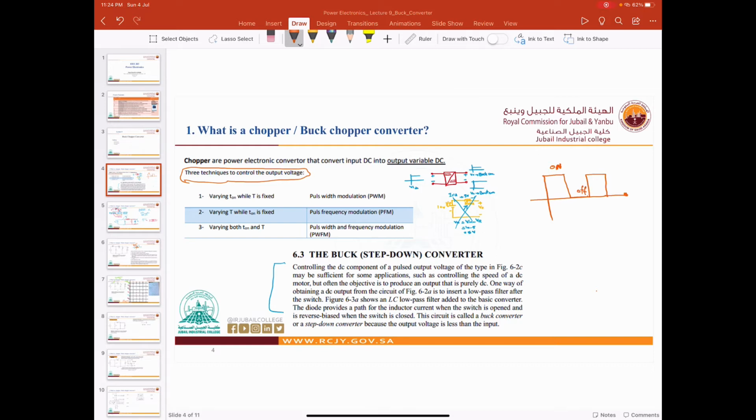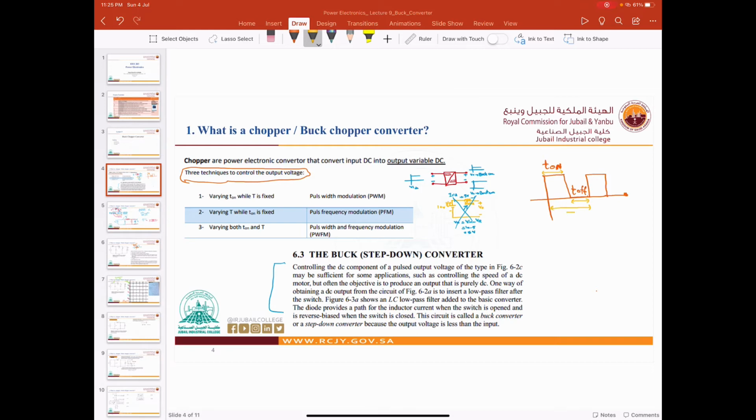So we can add something here. We can just add T to indicate the time. So this is the time for the switch to be on, and this is the time for the switch to be off. To make sure that you understand, the time from here to here is the time for the switch on. The time from here to here is the time for switch off. Okay. Now, as I said, it is one cycle. So this is one cycle from here to here.